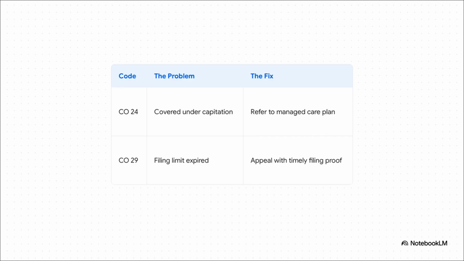Okay, now we're really digging into the contracts and the deadlines. A CO24 denial means the service is part of a capitation agreement. That's where the provider gets a flat fee per patient. You'll need to check your specific managed care contract for the rules on that. And then there's CO29, the one nobody wants to see. The timely filing deadline has passed. Every payer has a strict window, and if you miss it, you're going to need a really good reason and solid proof to have any hope of winning an appeal.